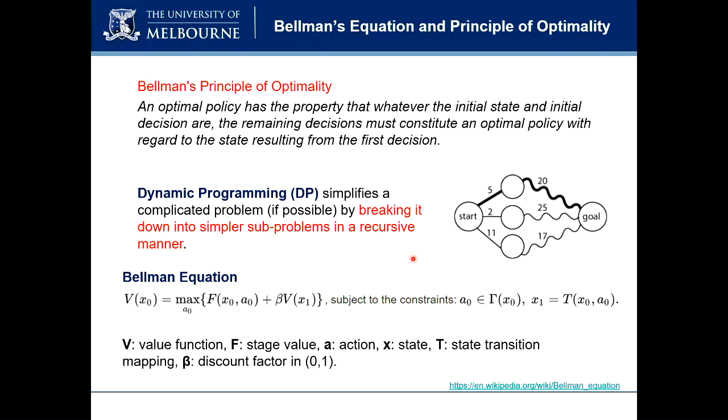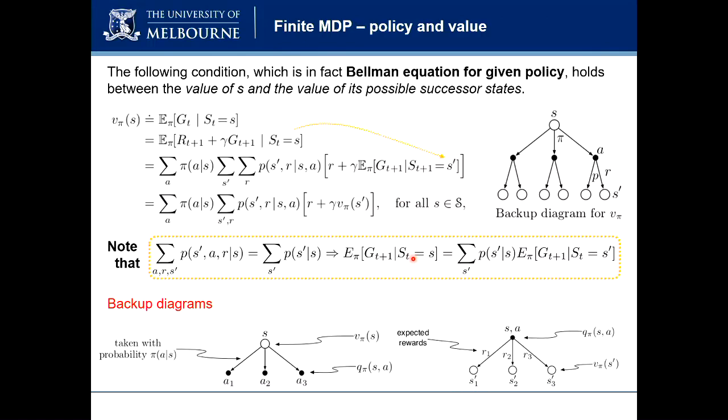This is a bit abstract. Let's go back to our problem and make it a bit more concrete, because our problem, the MDP, is a special case of this general formulation. Now, if I use a finite MDP with policy and value, then the following condition that I'm going to derive holds between the value of s and the value of its possible successor states.